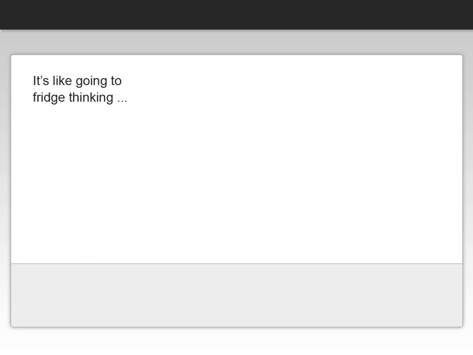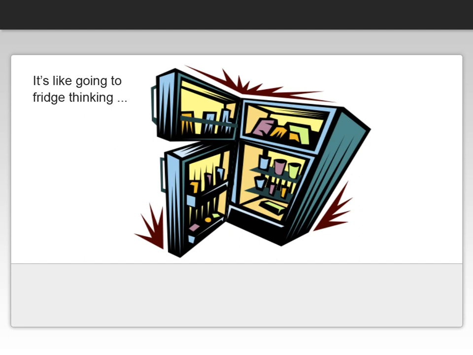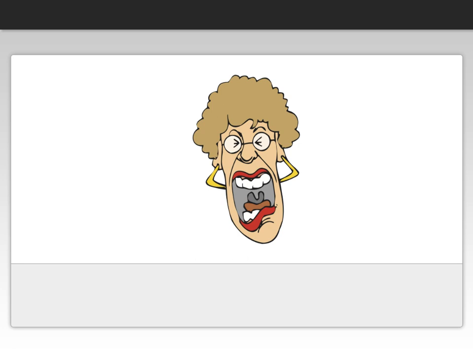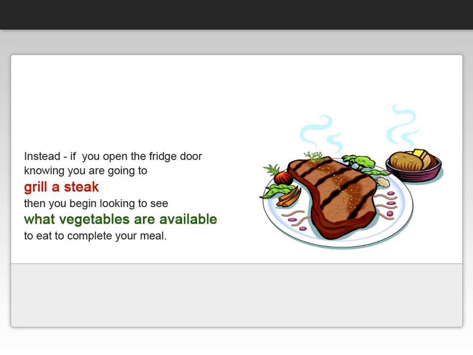It's like going to the fridge thinking, "What am I going to eat for supper?" and standing there with the door open. Suddenly your mom is yelling at you, "Shut the door already! Are you trying to air condition the whole world?" Isn't it easier instead if you know you have a steak to grill and you are looking in the fridge for what vegetables are available to complete your meal?